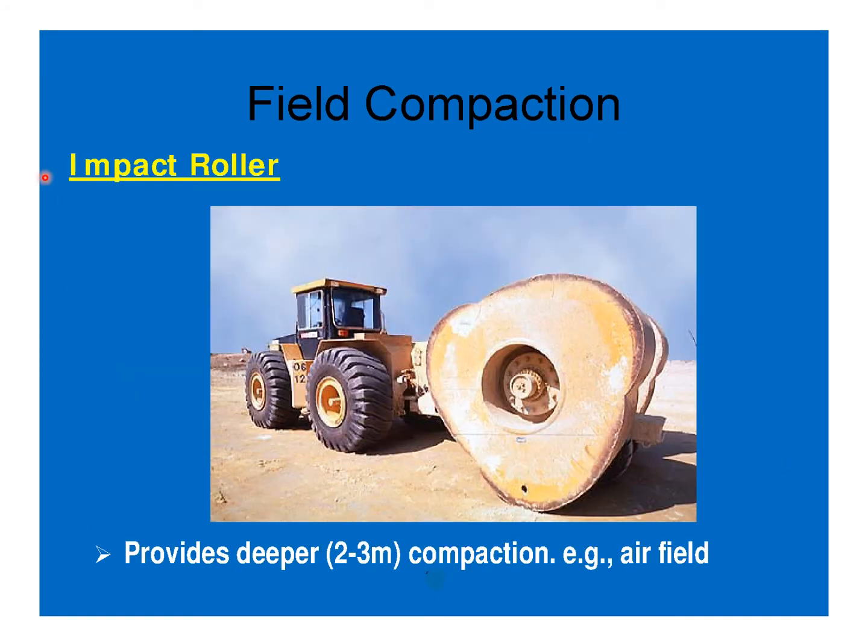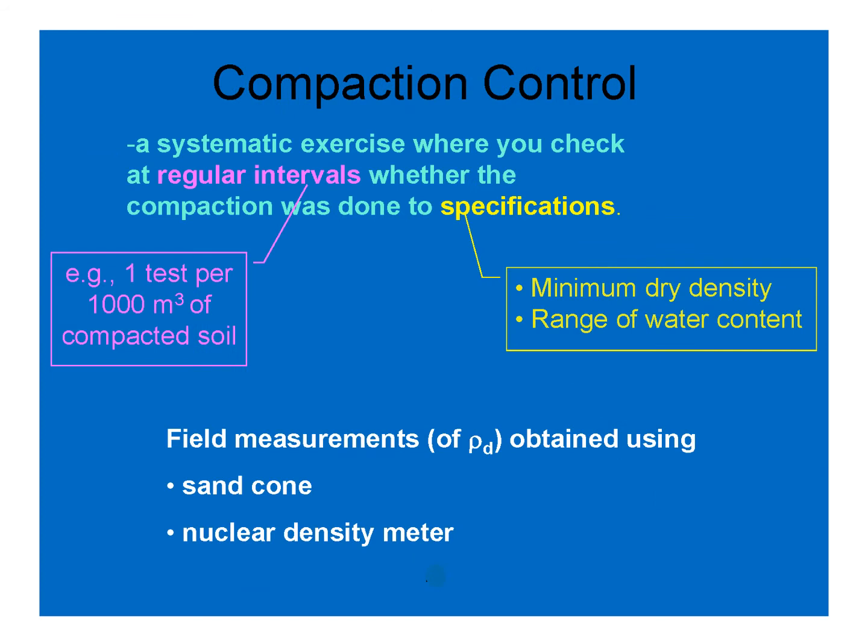Probably this is a new type of roller at this stage for some of you. That is the impact roller. Look at that. This is the impact roller. It provides deeper 2 to 3 meter compaction, and basically for airfield compaction we use this type of impact roller. Now the compaction control.